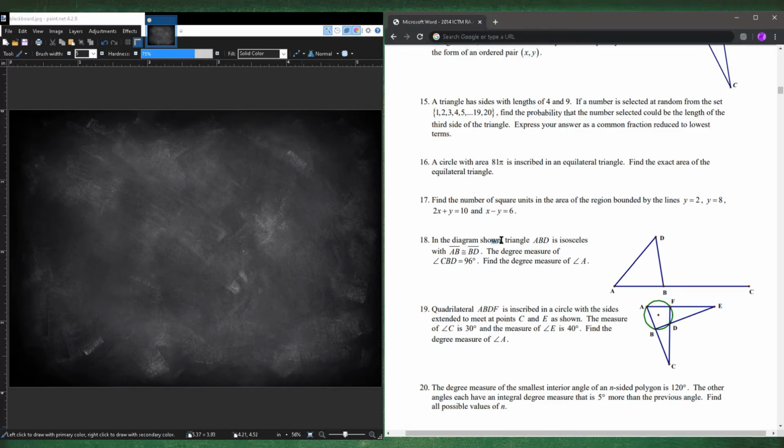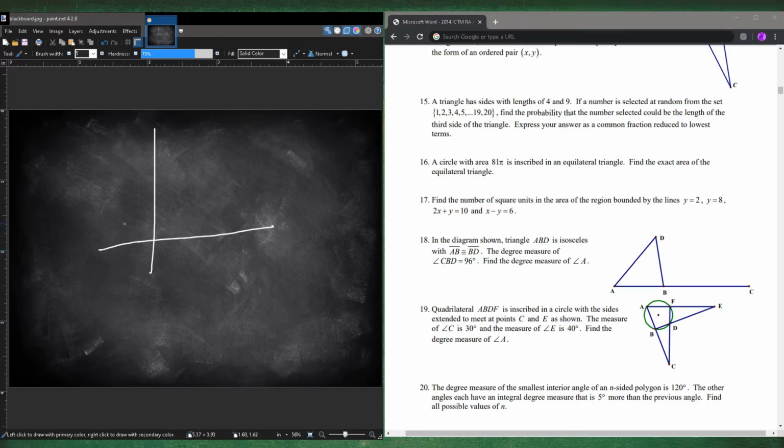Okay, number 17. Find the number of square units in the area bounded by the lines y is equal to 2. So let's kind of draw a graph. So y is equal to 2, so somewhere here. y is equal to 8. So this is at 2, this is at 8. And 2x plus y is equal to 10. So if it's 0 for x, then it's going to be somewhere right here, and it's going to be somewhere 5. So this right here is at 5, this right here is at 10.